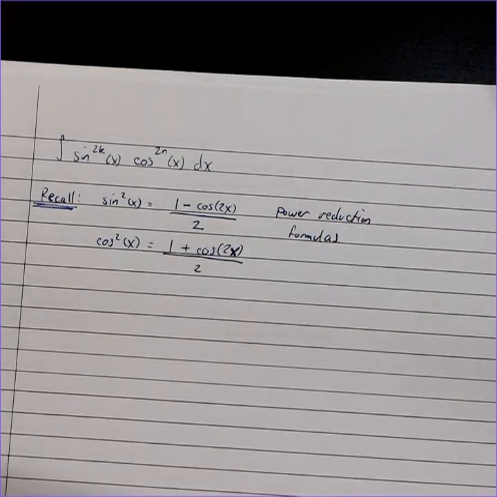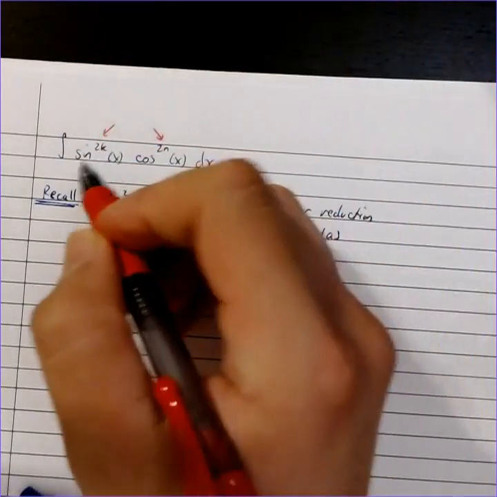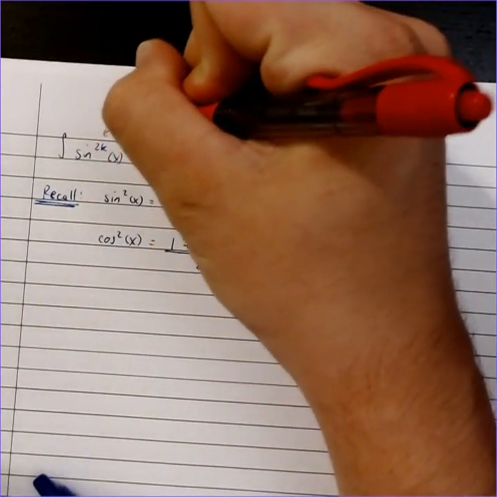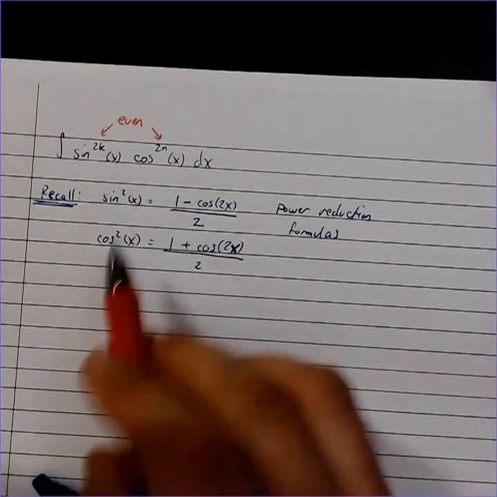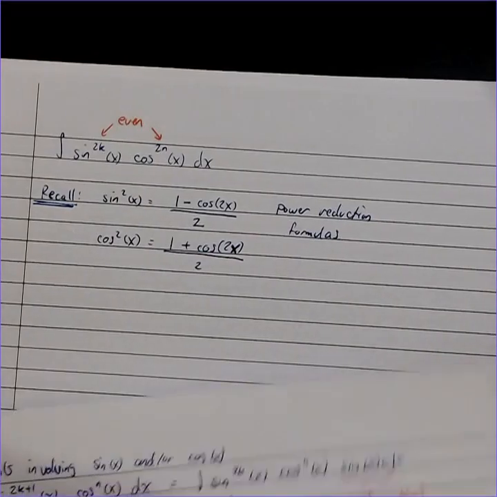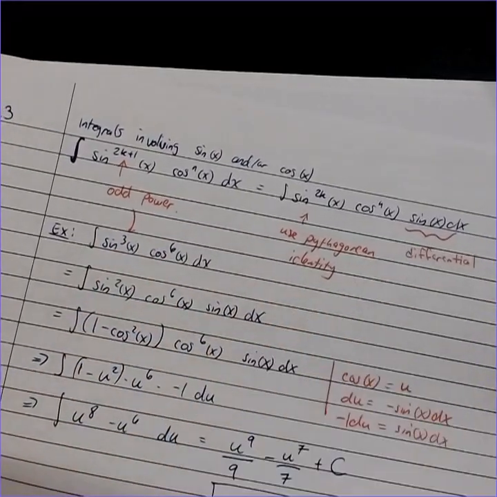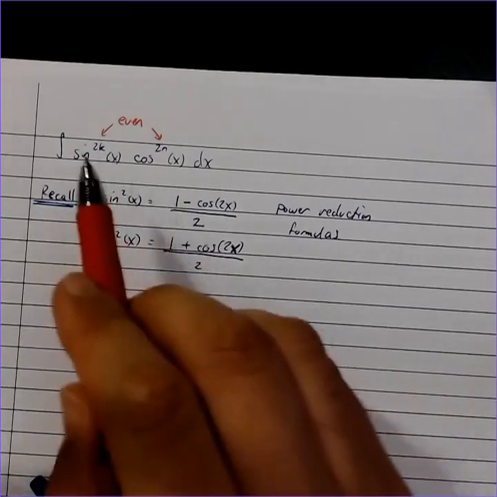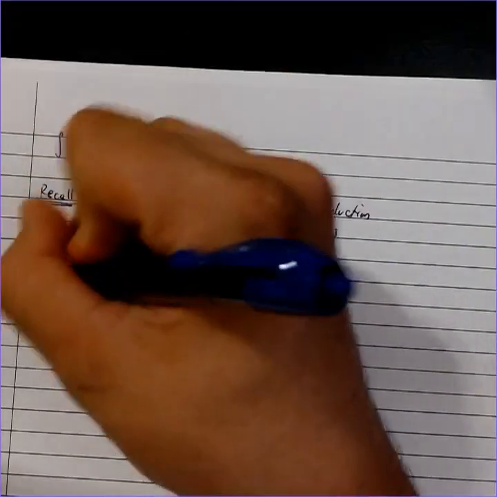The power reduction formulas are to be used anytime you have both powers of sine and cosine being even. If either of these are odd, you wouldn't do this. If either of these are odd, then you're using the previous case that we saw, where you take off the single odd power and use that as your differential. But if nothing has an odd power, if everything has an even power, then you'd use these.